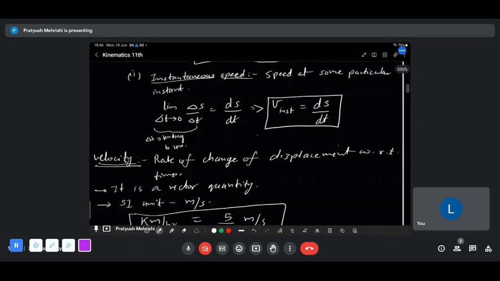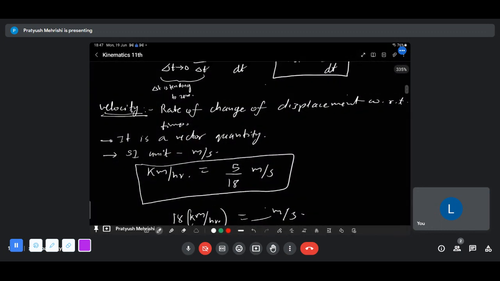Next is velocity. What is velocity? Velocity is actually rate of change of displacement. Again, displacement is a vector quantity. That's why velocity will also be a vector quantity. Its SI unit is meter per second.